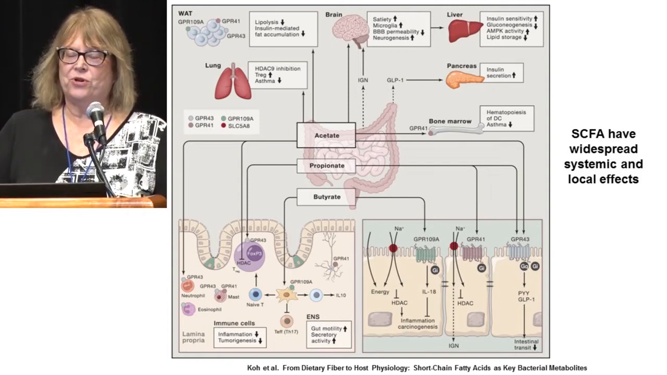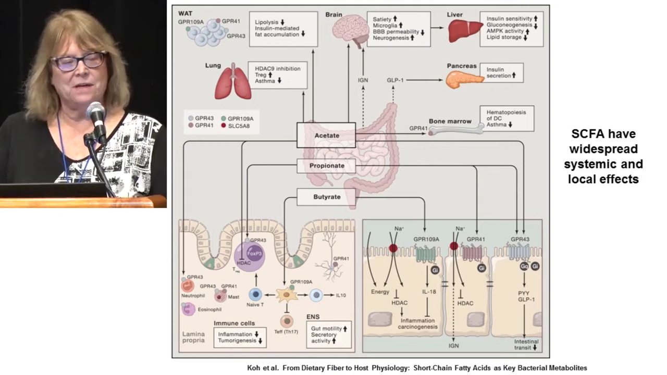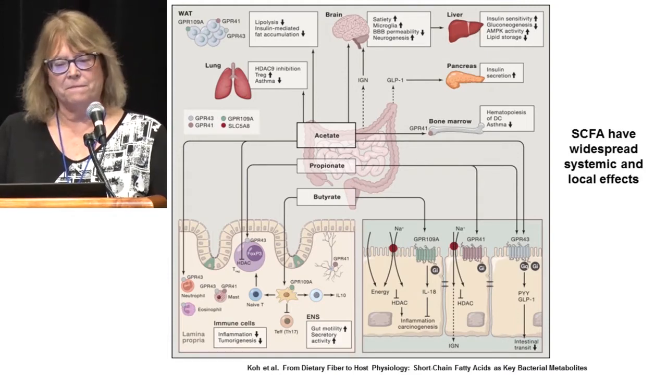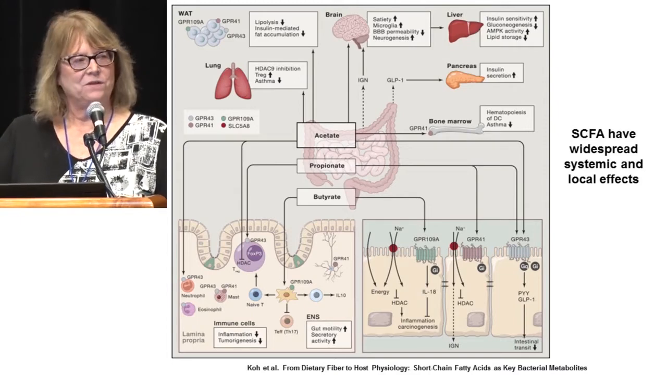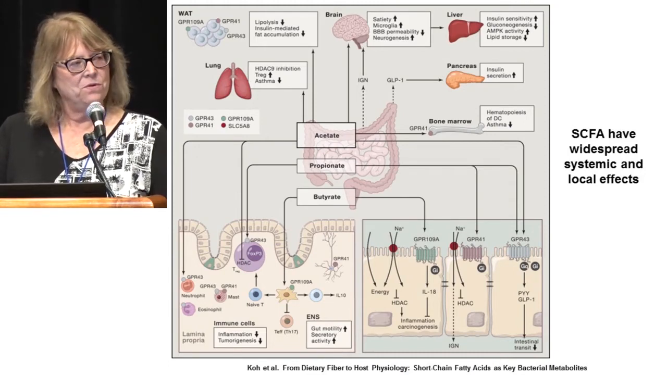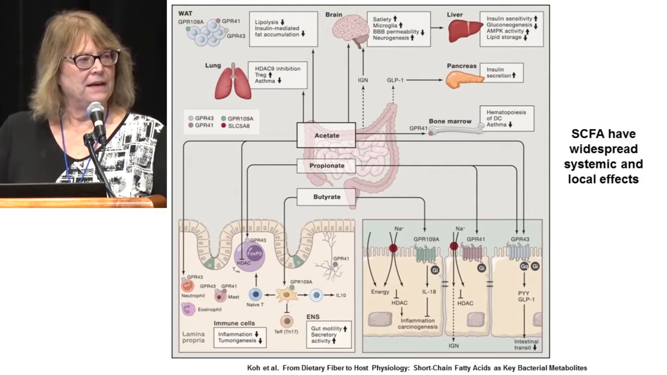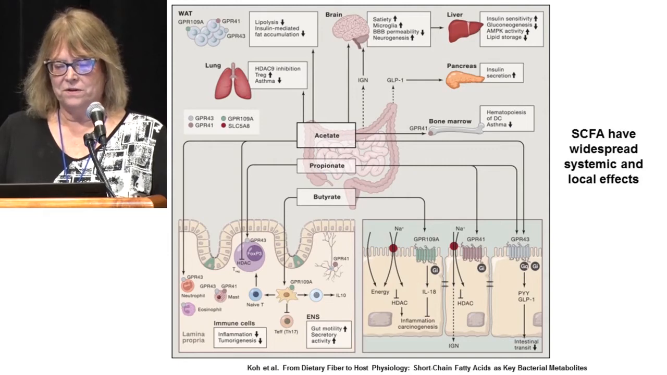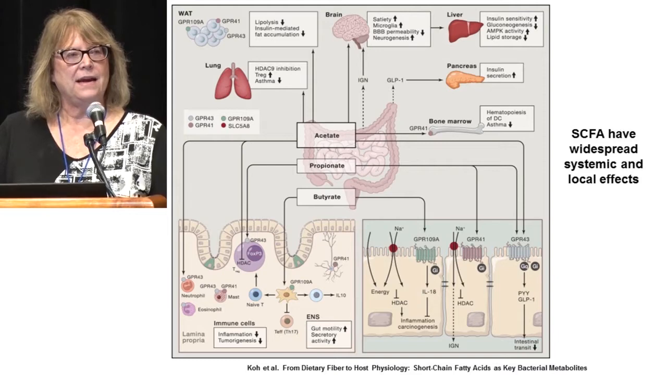Propionate is primarily absorbed through the epithelium, again interacts with some GP-coupled receptors, but is primarily metabolized in the liver. Butyrate is primarily utilized within the epithelium, but it alters immune cells, induces T-regulatory cells. You've heard it is an energy source for colonocytes, and it also alters hormone release, but primarily in the epithelium.